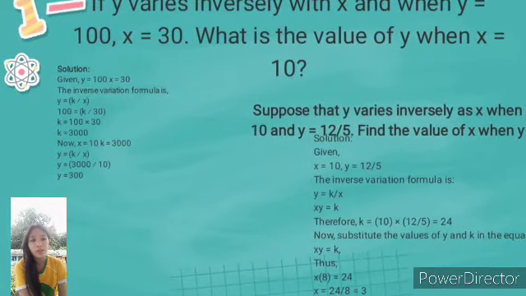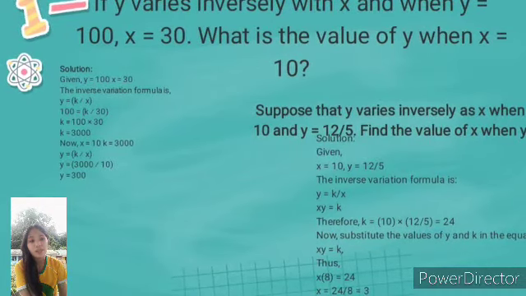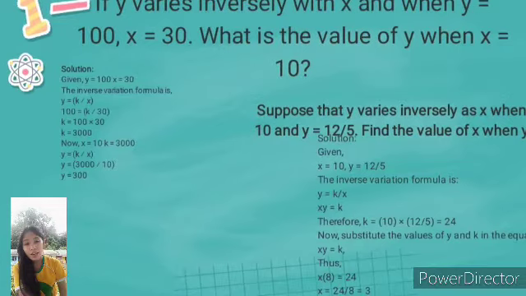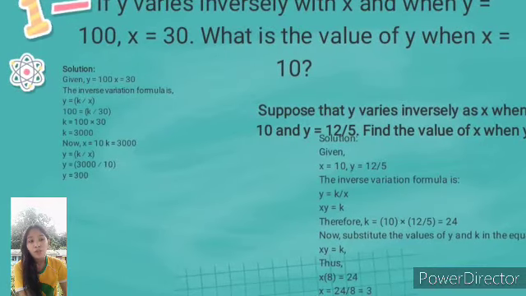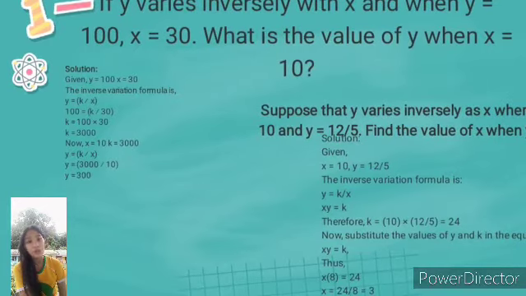Now, substitute the values of y and k in the equation xy equals k. Thus, x times 8 is equal to 24. X equals 24 over 8 equals 3. Hence, the value of x is equal to 3.